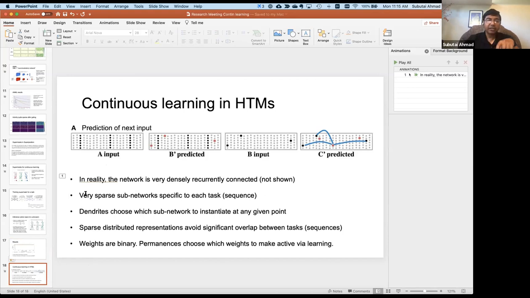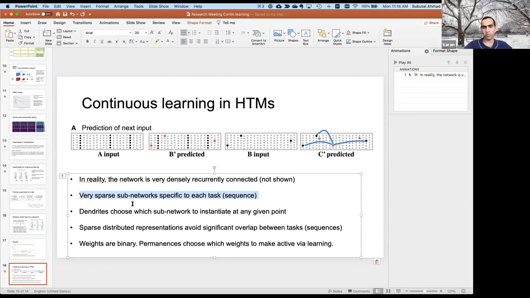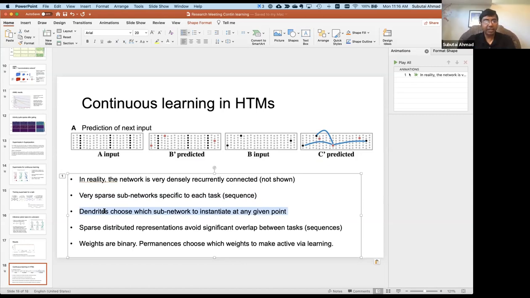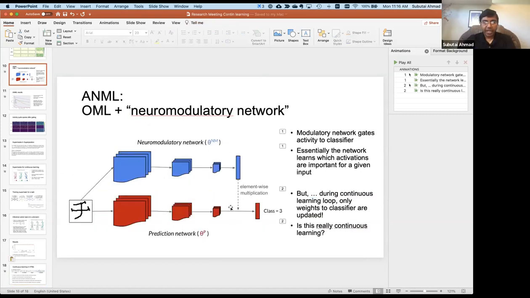Here, as you're seeing with the supermask, as well as the neuromodulatory network case, they instantiate very sparse subnetworks specific to each task. In the case of the supermask, it's not very sparse, but in the case of ANML, at least the output that's sent to the classifier is very sparse. In our case, we have dendrites that are choosing which subnetworks to instantiate dynamically for any given input. In the case of ANML, they have this element-wise multiplication that's choosing what to send out.